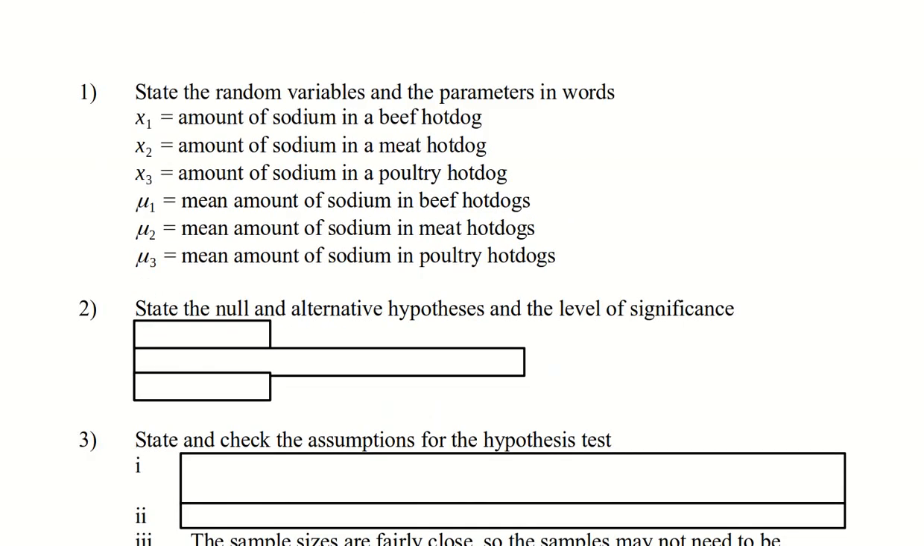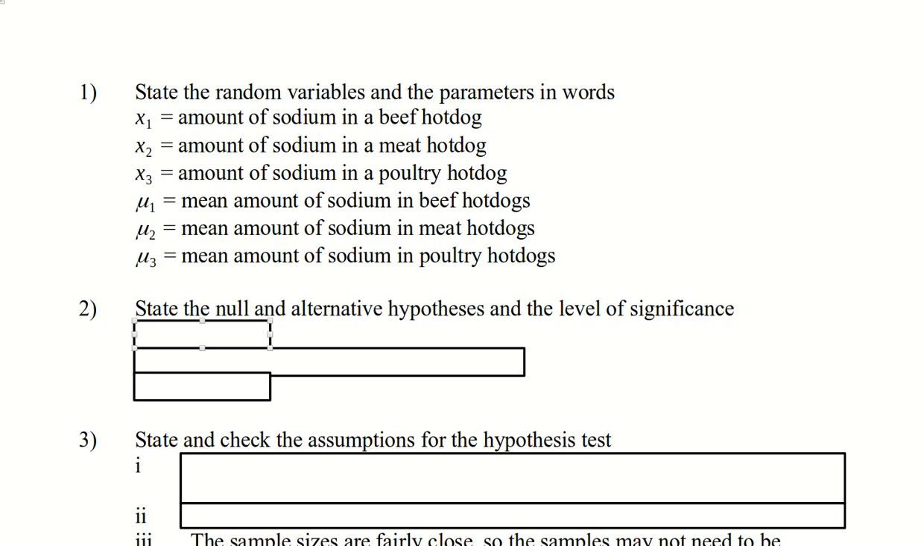Let's go through this test. It says to state the random variables and the parameters in words. The random variables are x1 through x3. You could use beef, meat, and poultry as subscripts too, but we've stuck with 1, 2, and 3. X1 is the amount of sodium in a beef hot dog, x2 in a meat hot dog, and x3 in poultry. Mu1, it has to be in the same order, is the mean amount of sodium in all beef hot dogs. Remember, mu is a population parameter. Mu2 is from meat hot dogs, and mu3 is from poultry.